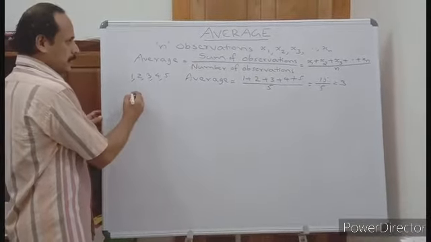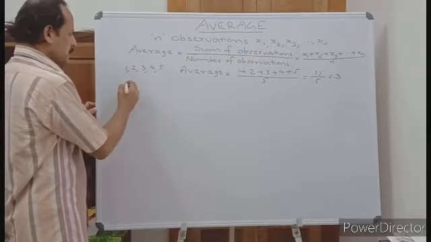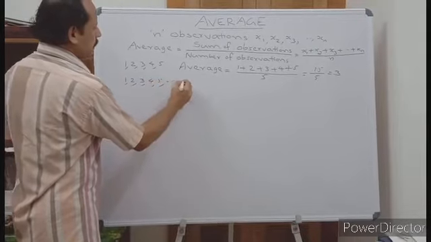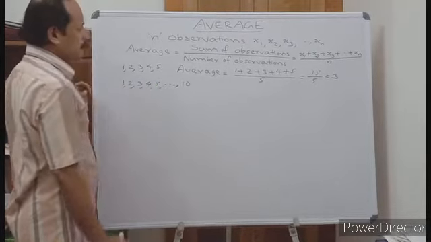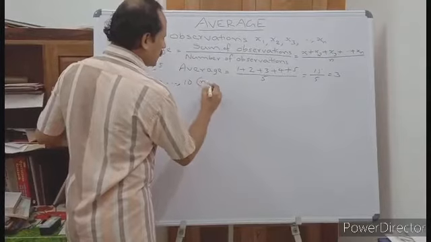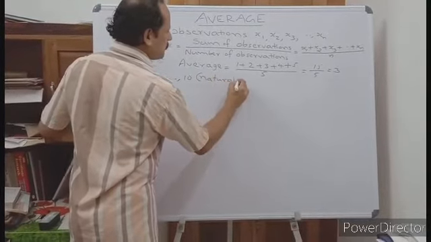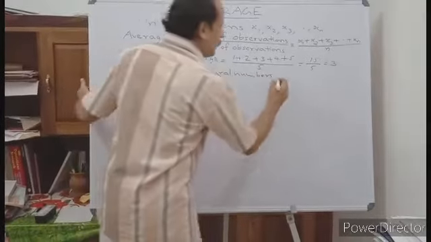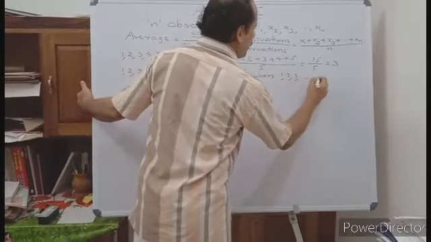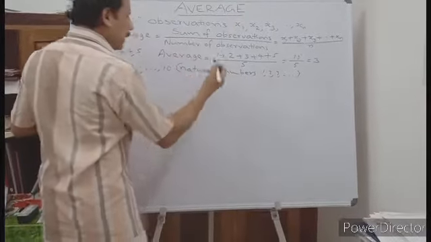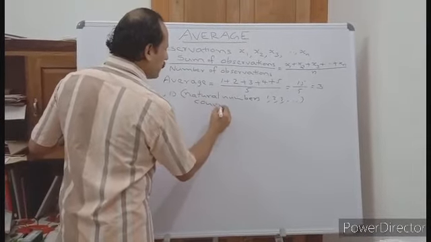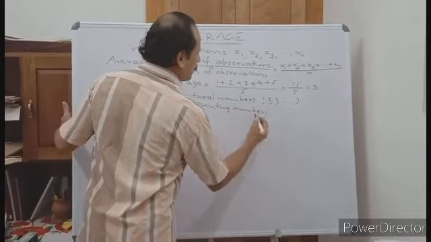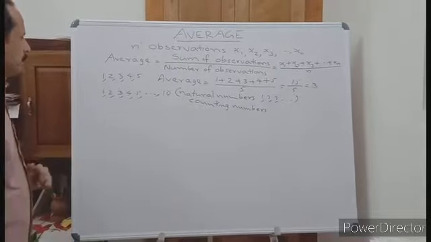Now take the first 10 natural numbers, that is 1, 2, 3, 4, 5, etc., 10, and they are called natural numbers. Which are the natural numbers? 1, 2, 3, etc. are called natural numbers, and they are the counting numbers.